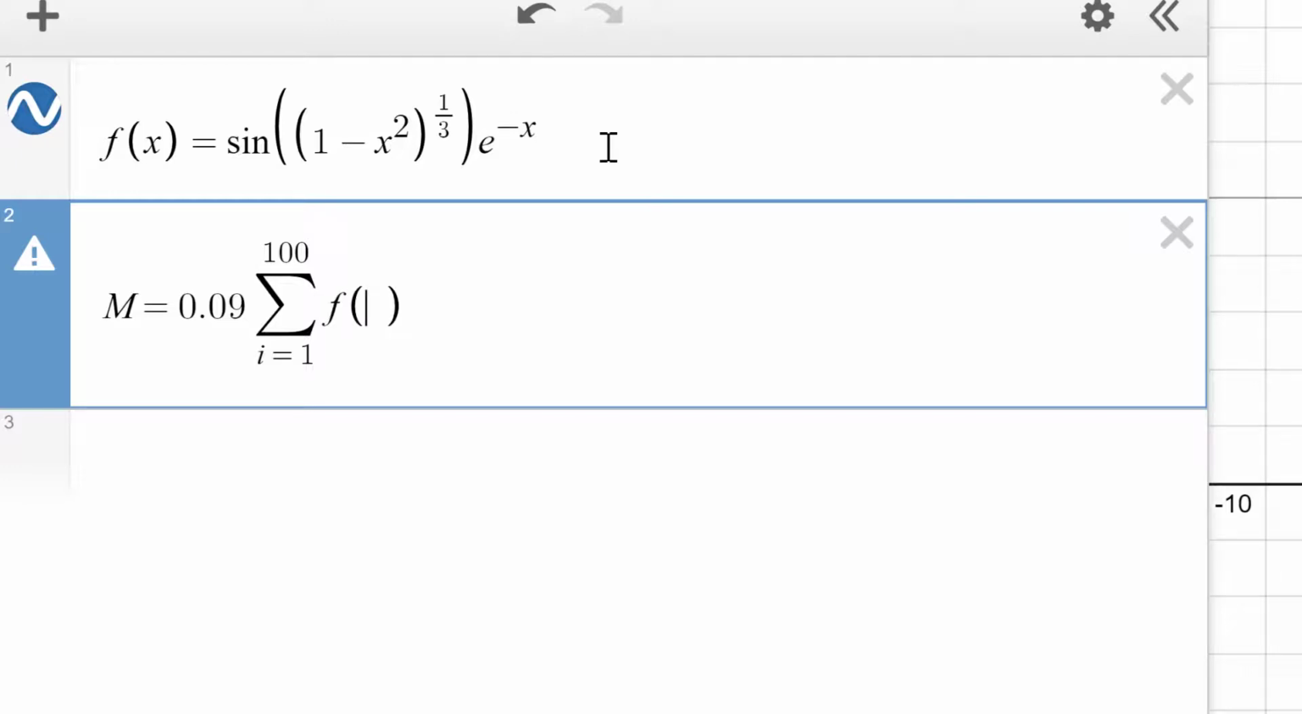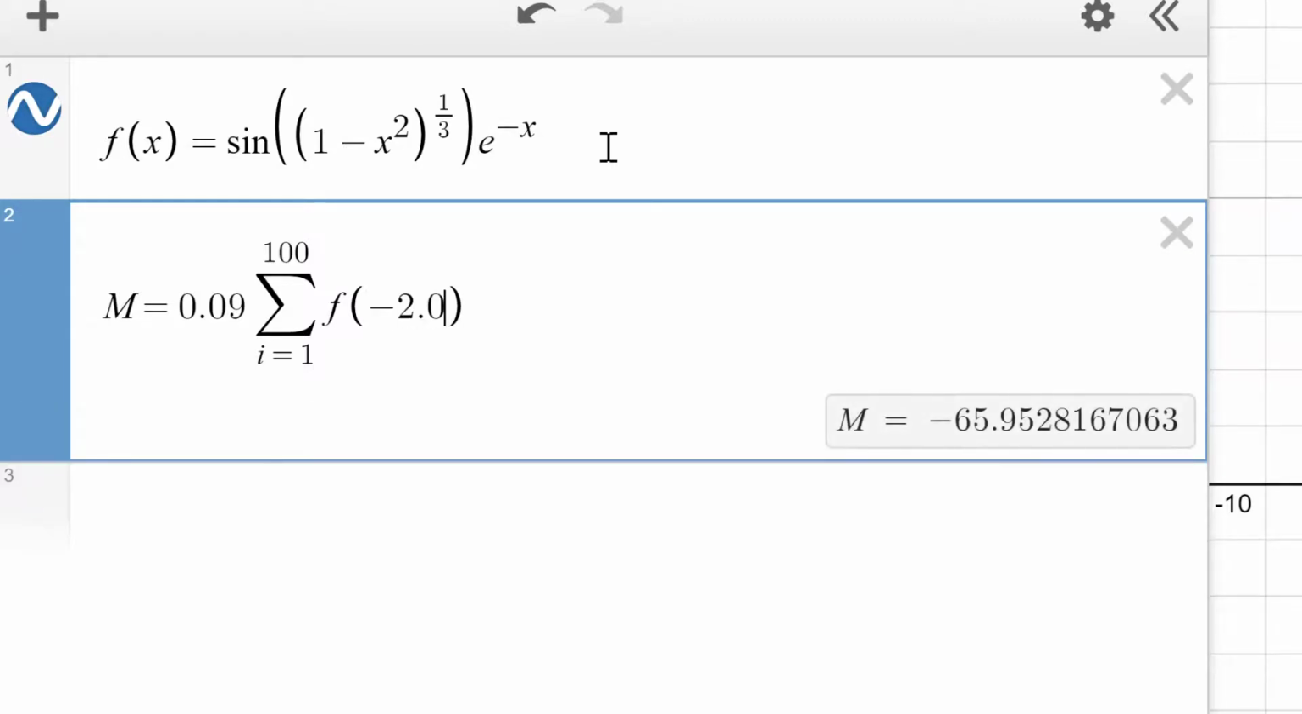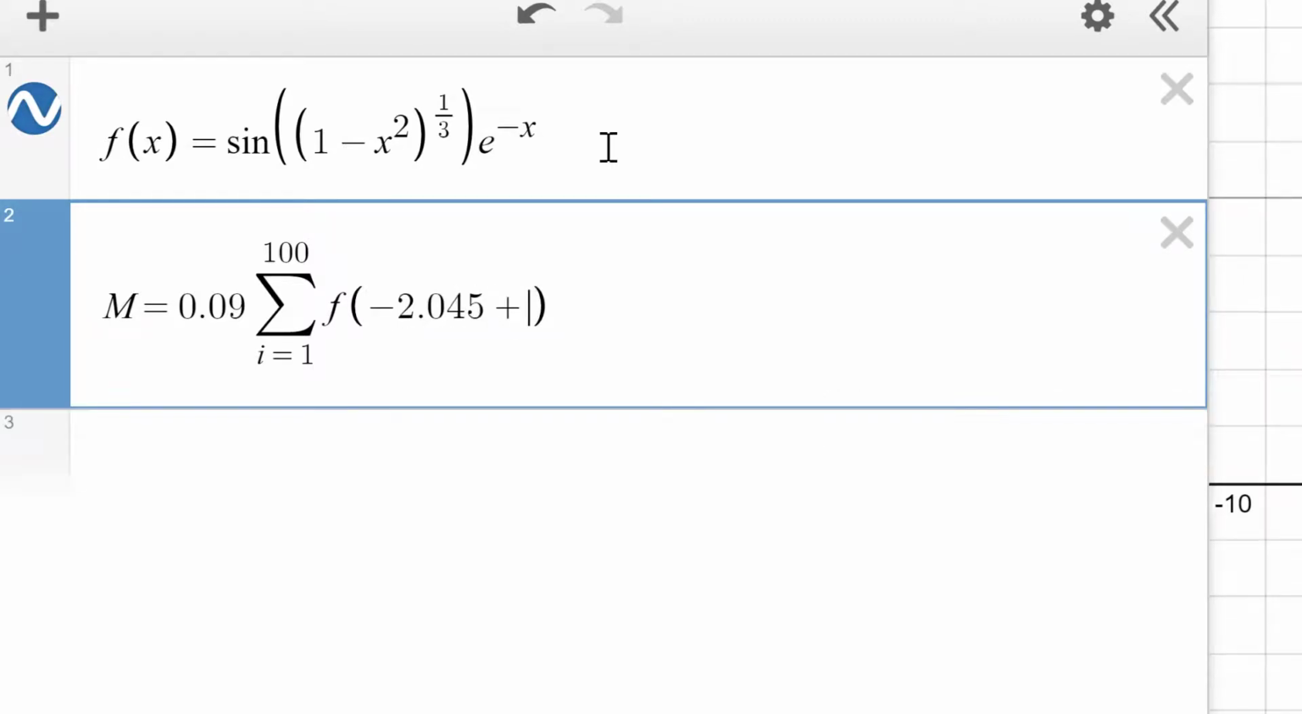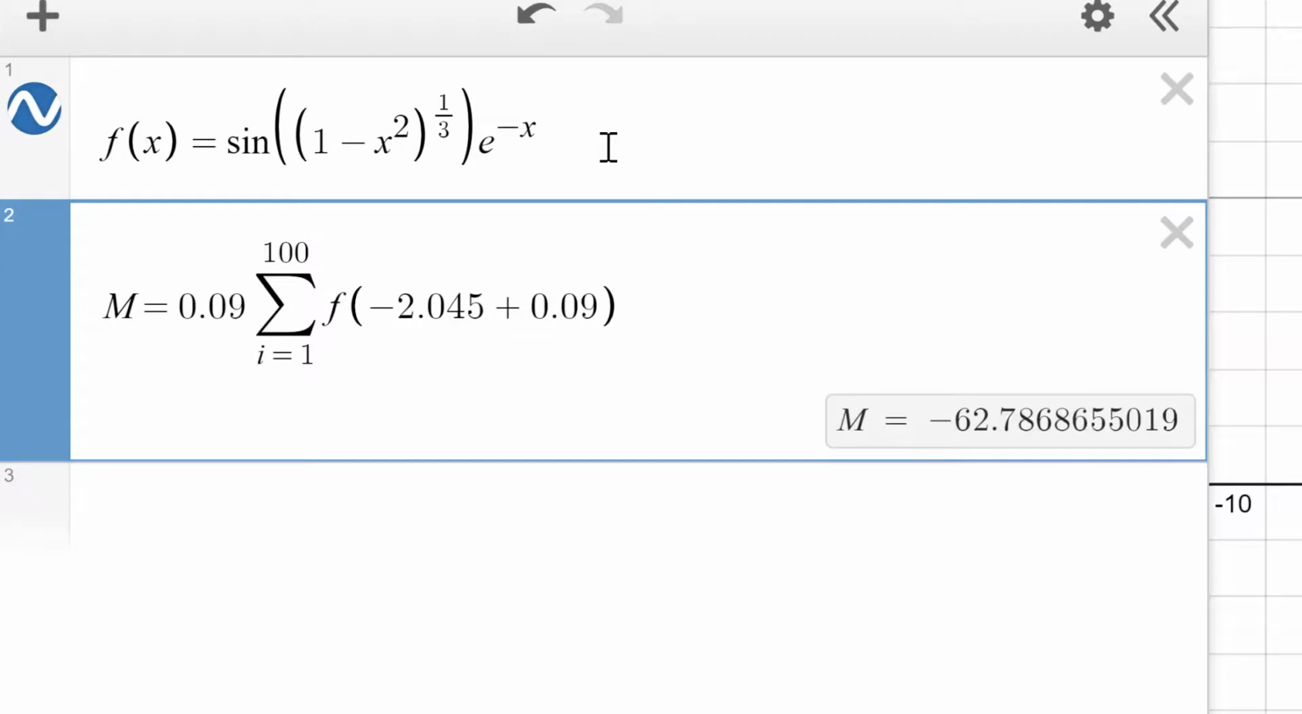And our function, remember, it's going to be a negative 2.045 plus a 0.09 times that index I. And when you do that, you get a pretty decent approximation for the area underneath the curve. Again, this was from negative 2 to positive 7. That's why our delta x is 9/100. It's because b minus a ends up being a 9. So that's actually not too bad.